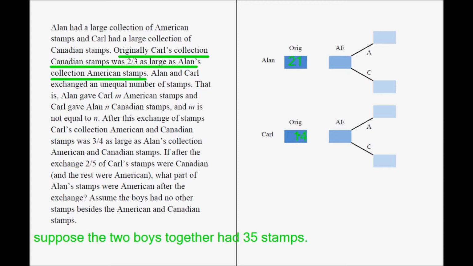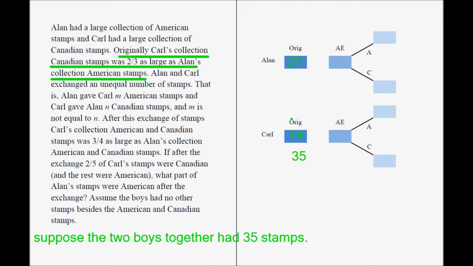And now compare the two. I'm going to write 14 right in the middle. Sorry. This was 21. And this is supposed to be 14. Now take a look at it. 14 is 2/3 of 21. And when you add them up, you do get 35 stamps. The total number of stamps.